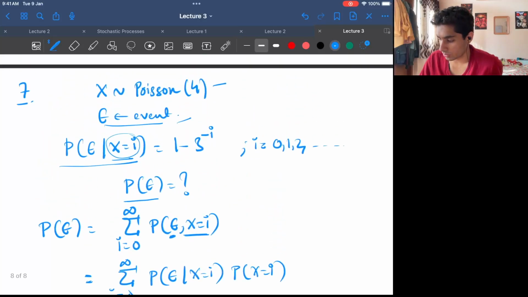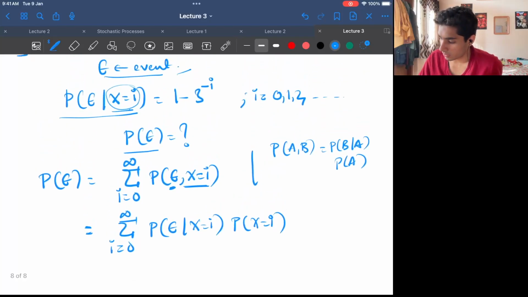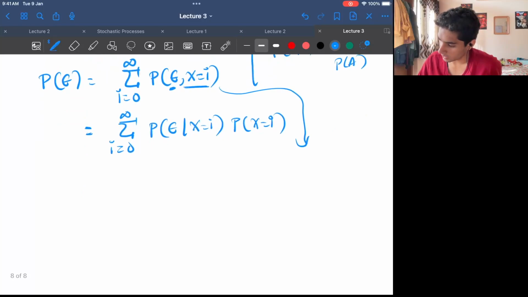So I just use this thing that probability of A comma B is equal to probability of B given A times probability of A, right? So I am just using that. Why am I doing it this way? Another way to write this could be that you write it as a summation.